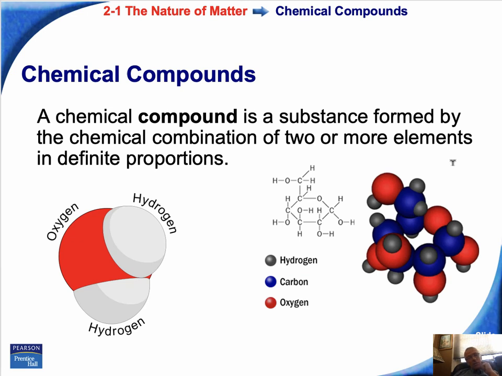Chemical compounds are when atoms of more than one type of element combine with each other in definite proportions. And a couple of important compounds for life are shown on this diagram. On the left is our friend, the water molecule, that we'll learn lots about very soon. And on the right, that is a sugar molecule, specifically a glucose molecule. And if you count up all the atoms there, it has 6 carbons, 12 hydrogens, and 6 oxygens.